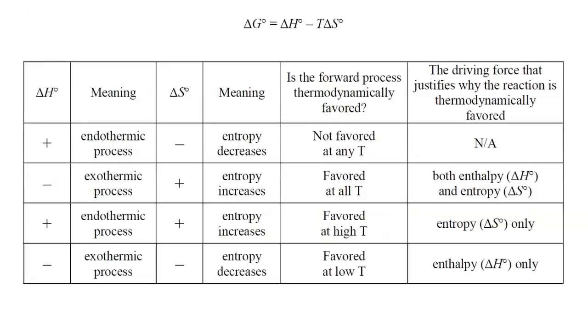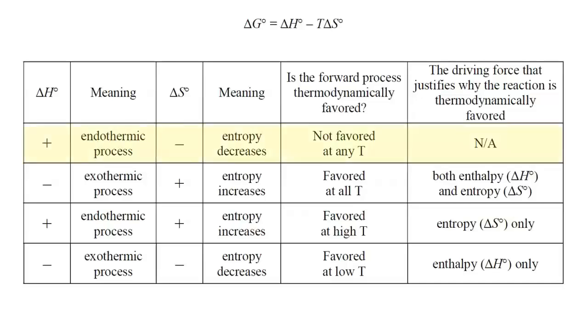So from left to right in this table, I have delta H, which is either positive or negative, and what that means. I have delta S, which is either positive or negative, and what that means. Then I have the question, is the forward process thermodynamically favored? And then finally, what is the driving force that justifies why the reaction or the process is thermodynamically favored?